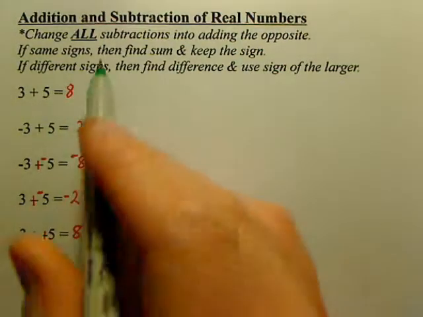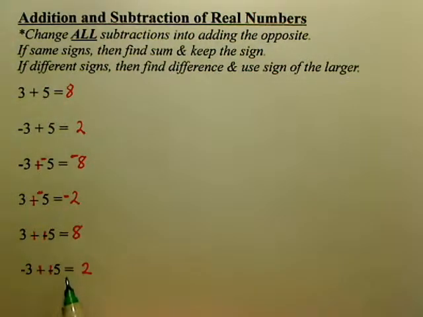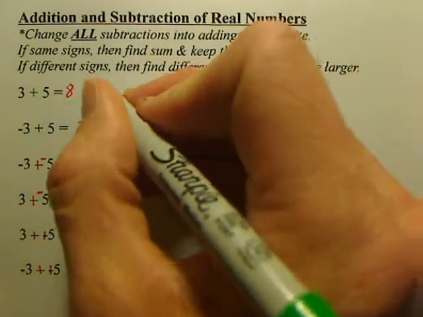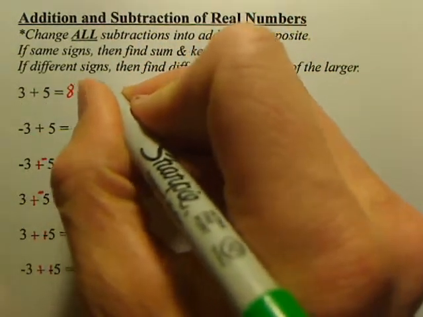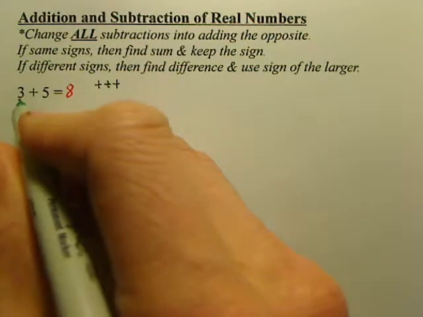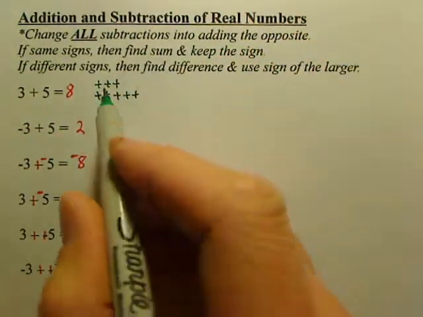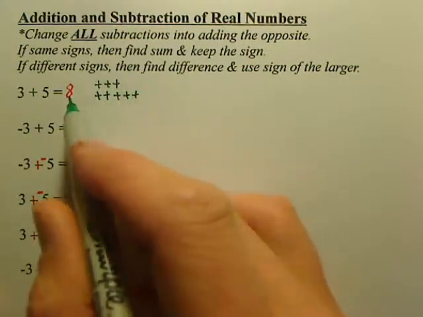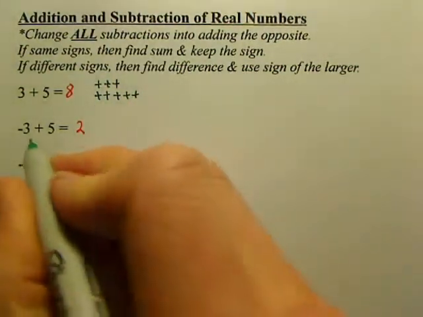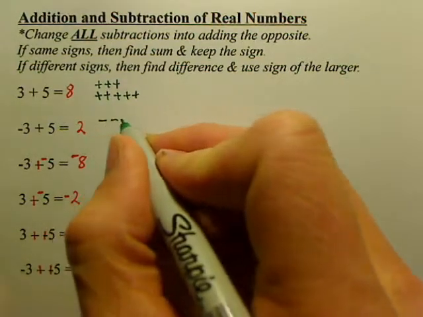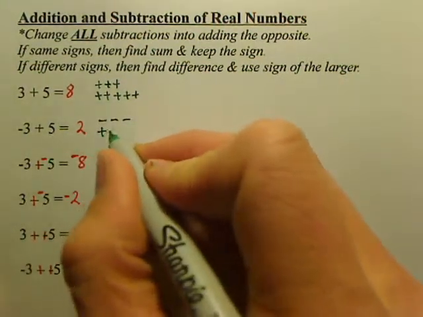So that's using these properties, how I would do it. Now I also like to give people a visual of where it comes from to make sure they understand why these positives and negatives do what they're doing. So here's the visual. Basically, when you have, for instance, 3 positives plus 5 positives, here's how I think about it. 3 positives plus 5 positives. If you add all that, you have 8 positives. Next, I have negative 3 plus 5 positives.